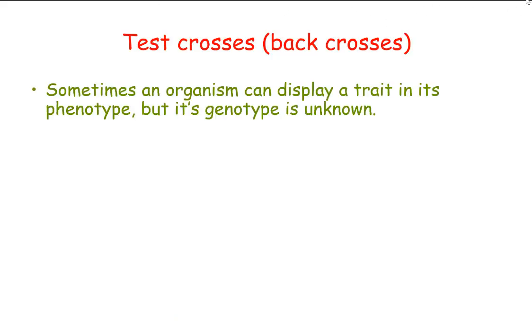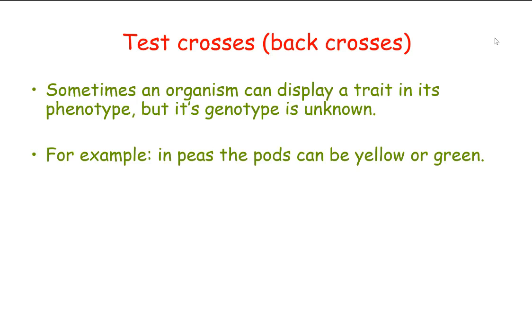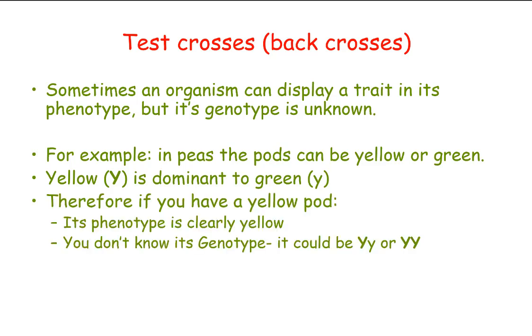So a test cross or back cross is used in this scenario: when an organism can display a trait in its phenotype, but you don't know its genotype. Let me give you an example. In peas, the pods can be yellow or green. Yellow is dominant to green. So yellow is given a big Y and green is a little y. Therefore, if you have a yellow pod, its phenotype, which is its physical appearance, is clearly yellow, but you don't know its genotype. It could be big Y, little y, or big Y, big Y. Either way, both are going to give a yellow phenotype.